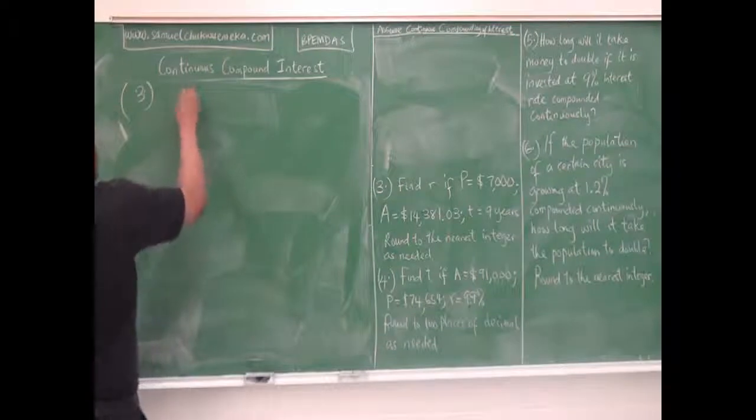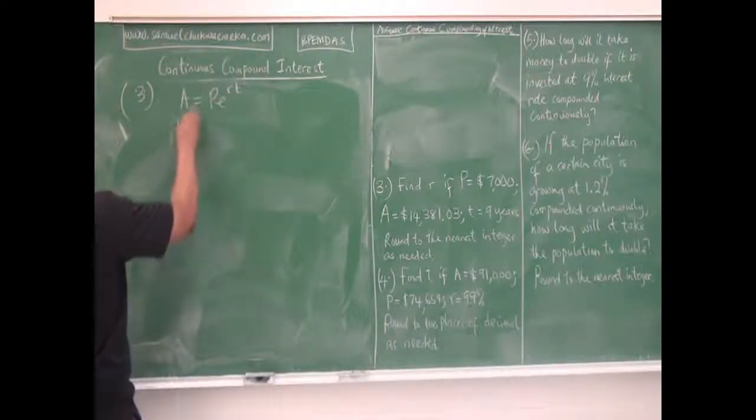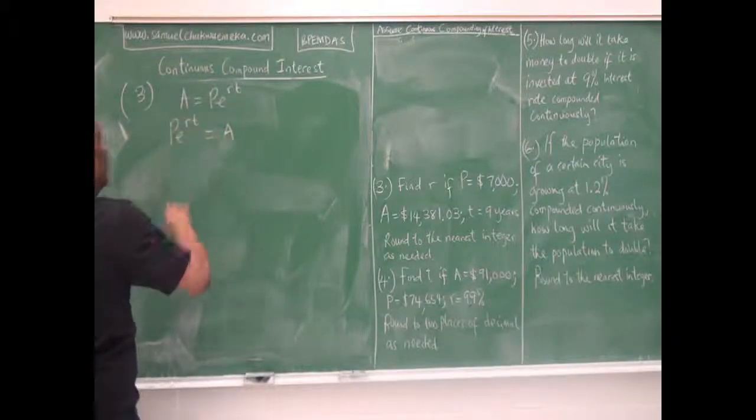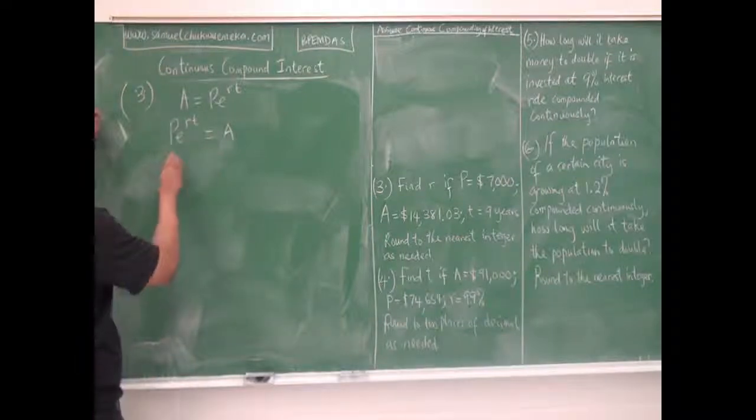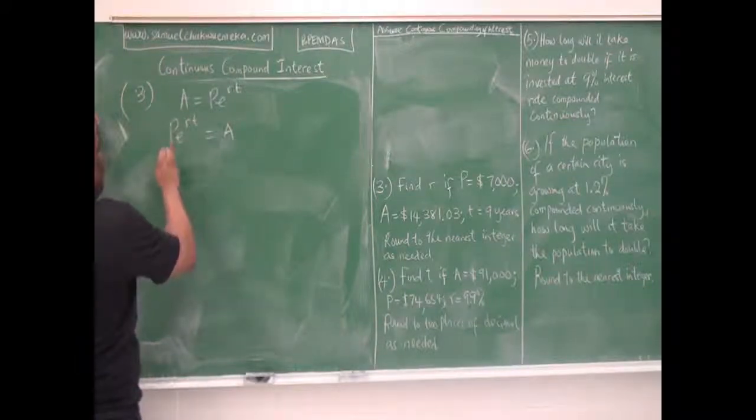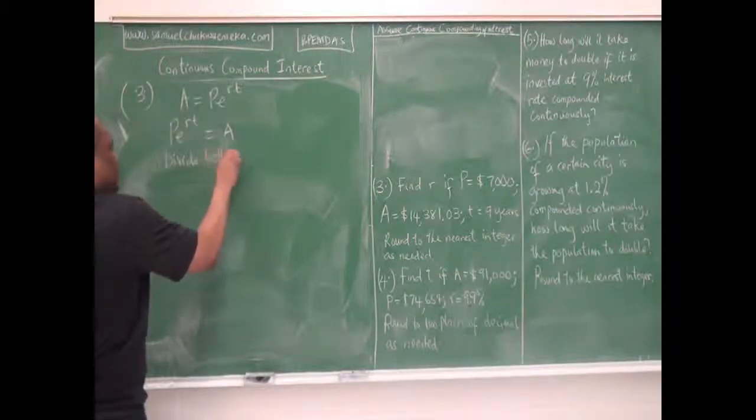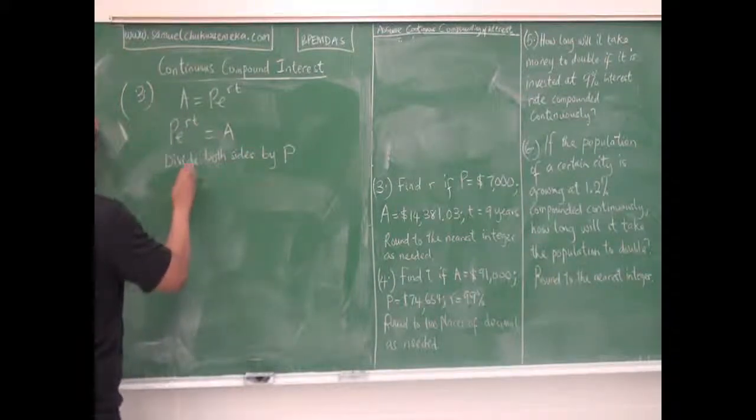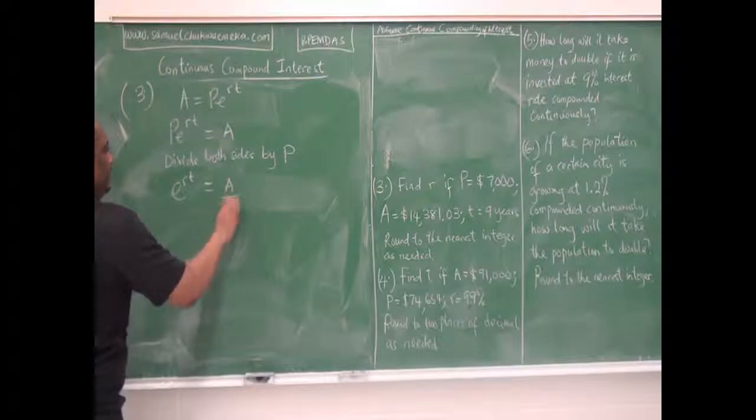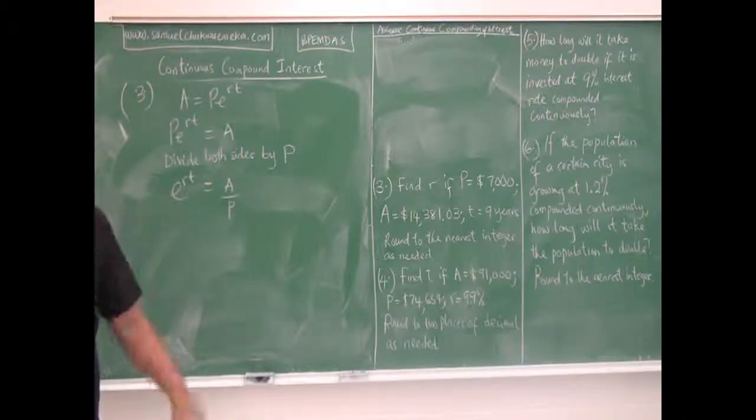Okay. Let's solve it. Let's solve for R. A is equal to PERT. So PERT is equal to A. We divide both sides by P. So divide both sides by P. We have that E raised to power RT will be A over P, because P divided by P here will be gone. View my videos on literal equations.